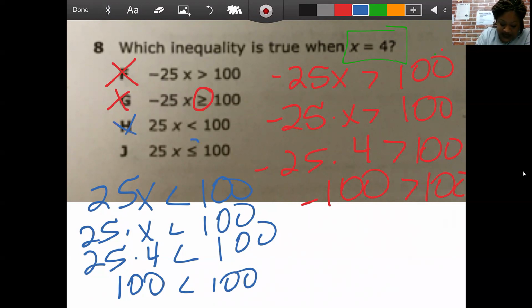Hence our answer. So this one, because it has an equal sign, that's correct. Because 100 is equal to 100, okay? So basically it's saying that X can be 4 because 100 can equal 100. So your answer is J.